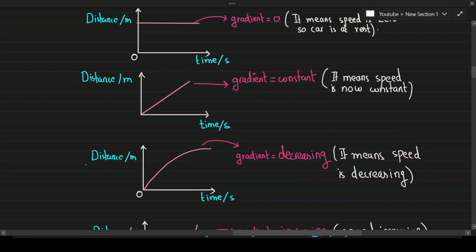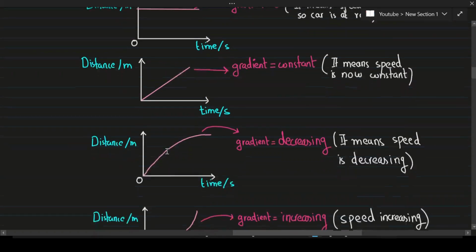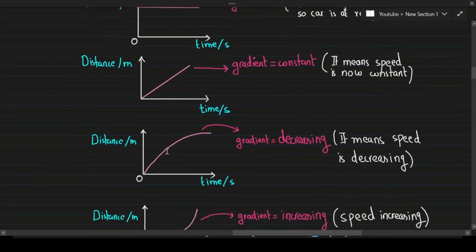You can apply the same things for your displacement-time graph. You just need to write velocity there. These graphs would be the same for distance as well as displacement.